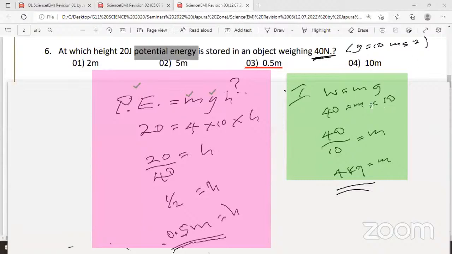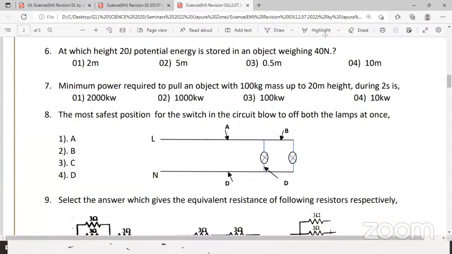Question number 7. 7th MCQ. I'll erase the screen. If you want, you can take a screenshot, or you can get the recording after the session. 7th MCQ, power.